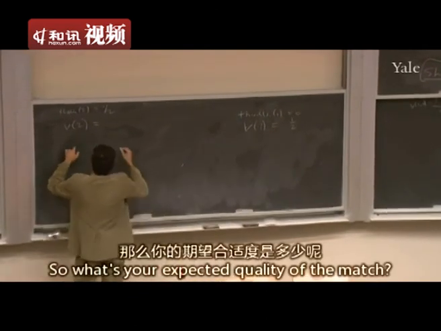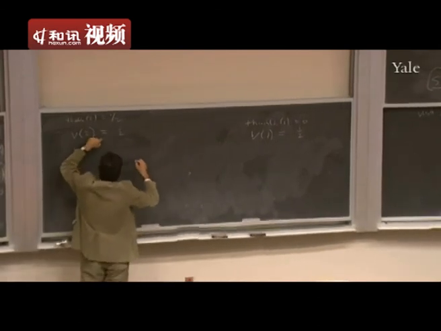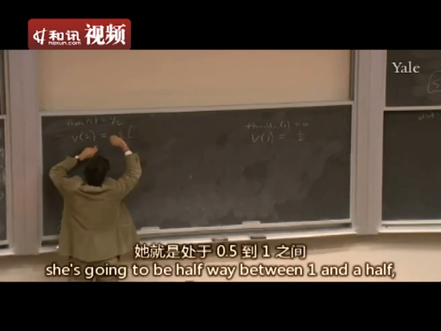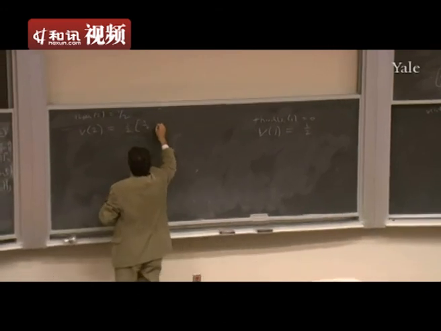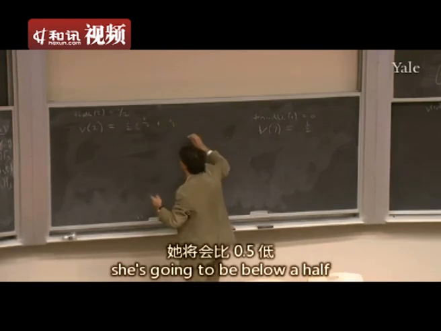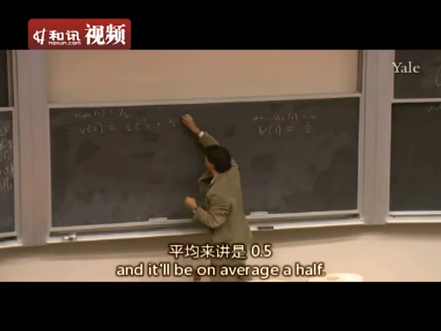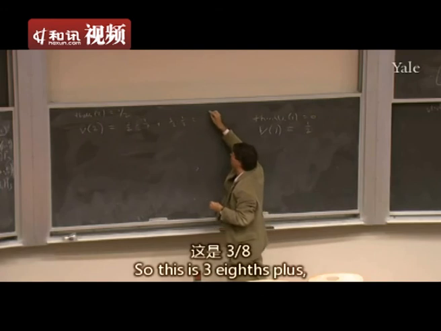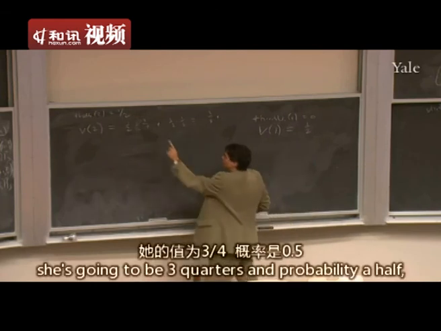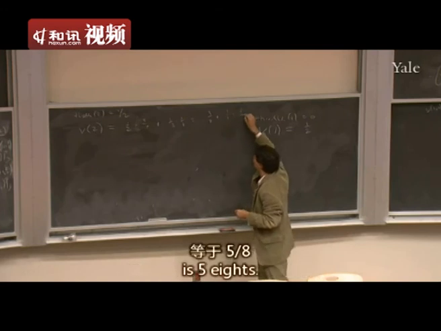So what's your expected quality of the match? Well, with probability a half, she's going to be above a half. And if she's above a half, she's going to be halfway between 1 and a half, so it's 3/4. And with probability a half, she's going to be below a half, and you're going to pass on her and go to the last one, and it'll be on average a half. So with probability a half she's 3/4, and with probability a half she's a half. So it's 3/8 plus 1/4, which is 5/8.